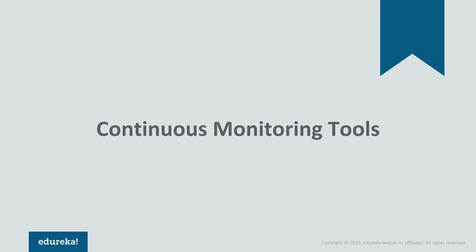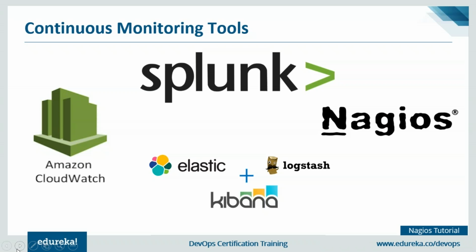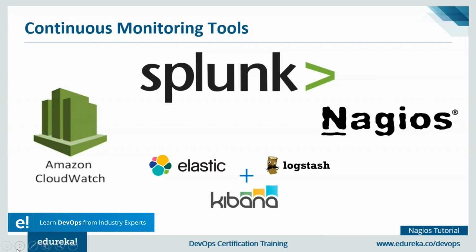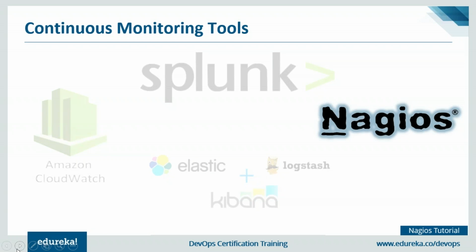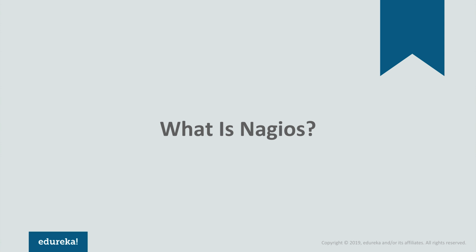Let us have a look at various continuous monitoring tools available in the market. These are pretty famous tools. I think a lot of you might have heard about them. One is Amazon CloudWatch, which is a service provided to us by AWS. Splunk is also very famous, and we have ELK and Nagios. ELK is basically Elastic, Logstash, and Kibana. In this session, we are going to focus on Nagios because it's a pretty mature tool. A lot of companies have used this tool and it has a major market share as well. It's well suited for your entire IT infrastructure, whether it's your application, server, or even your business process. Now let us have a look at what exactly Nagios is and how it works.